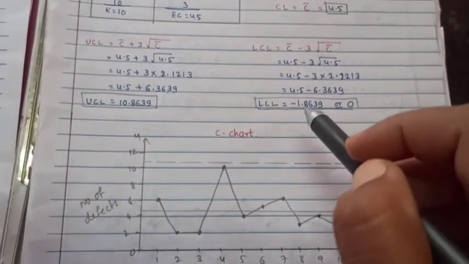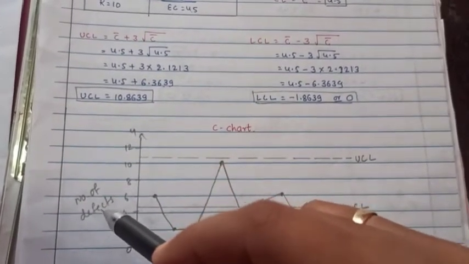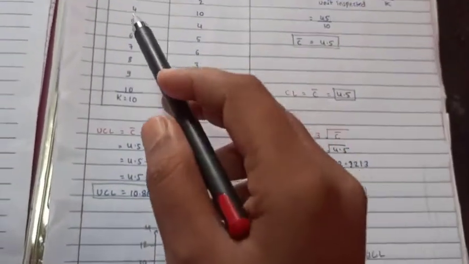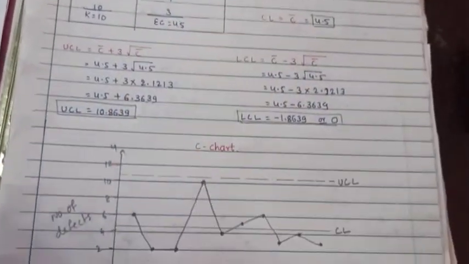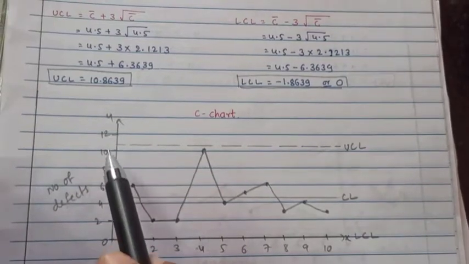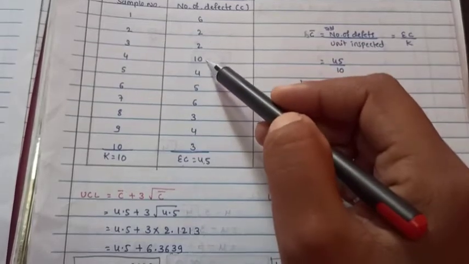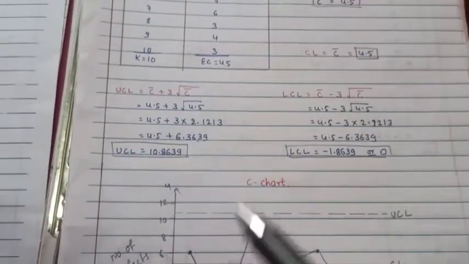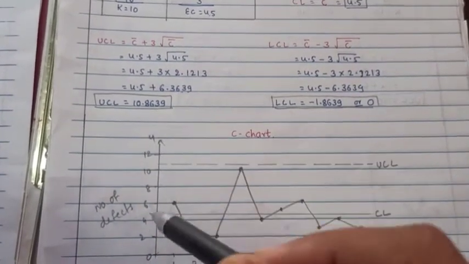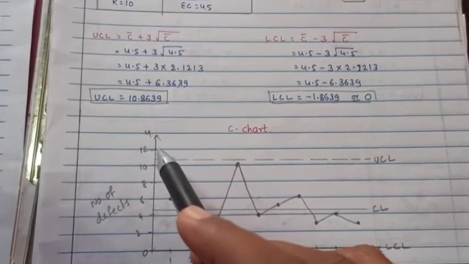So for the preparation of the C chart, we have to draw the axes. On the y axis I take the number of defects, and on the x axis I take the sample number. The sample numbers are given in the problem, that is 1 to 10. Then for the number of defects, the maximum in the column is 10. The upper control limit is 10.8, which means 11, so I take 12 here. That is 2, 4, 6, 8, and the maximum I take as 12.